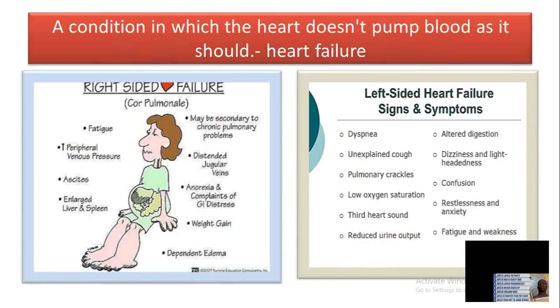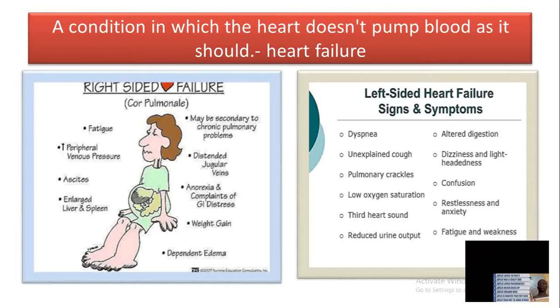Okay, heart failure, we have right-sided heart failure and left-sided heart failure. Defining heart failure, it's a condition in which the heart doesn't pump blood as it should. That is heart failure. This normally happens due to several factors which precipitate the failing of the heart.